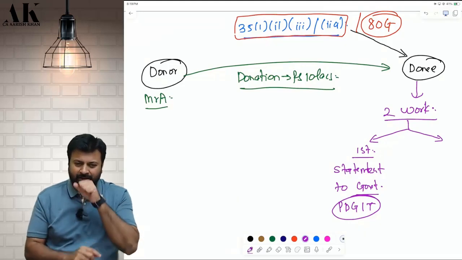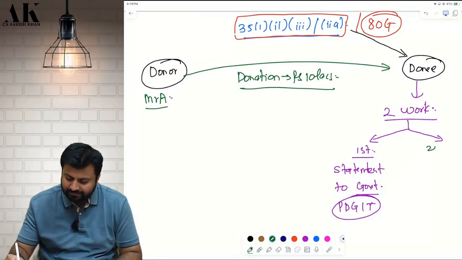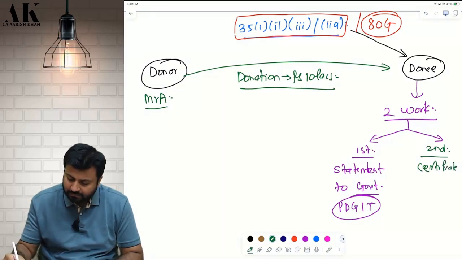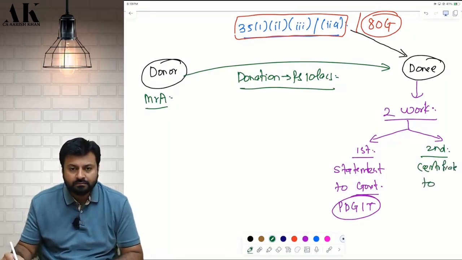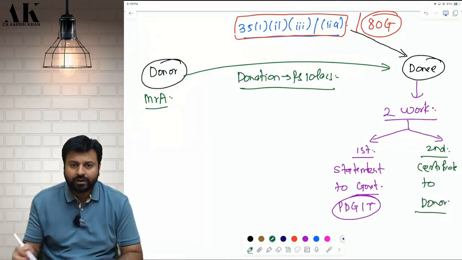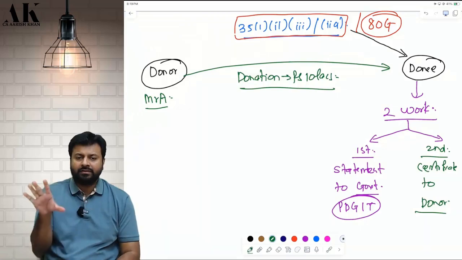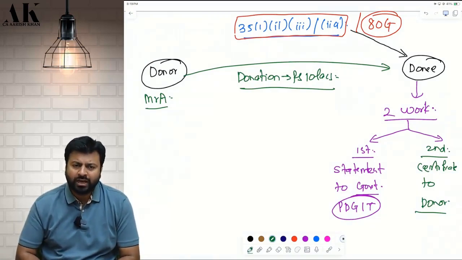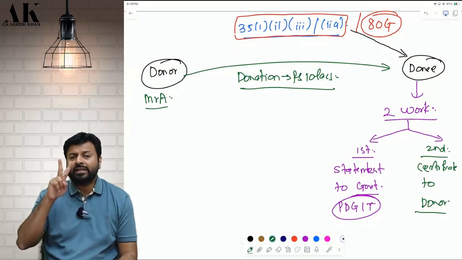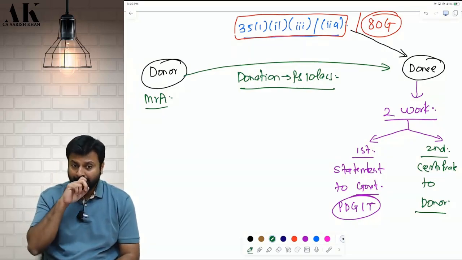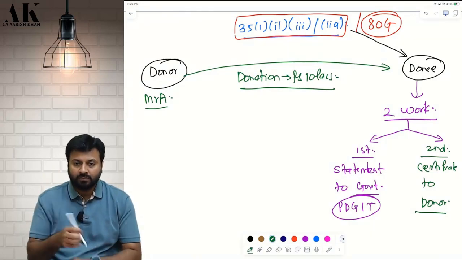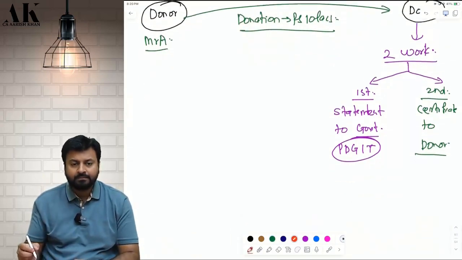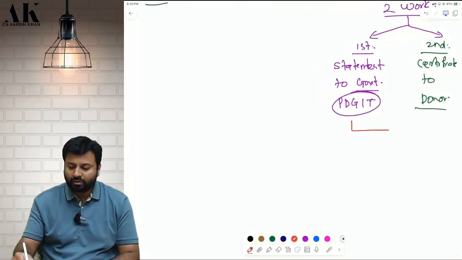The second work that I have to do: I have to give a certificate to the donor, that this is the valid certificate so that you can claim deduction under 35(1)(ii), 35(1)(iii), 35(2AA) or ATG. So if the donee does not do these two things, then what are the consequences? If the donee does not do these two things, the consequences are as follows.